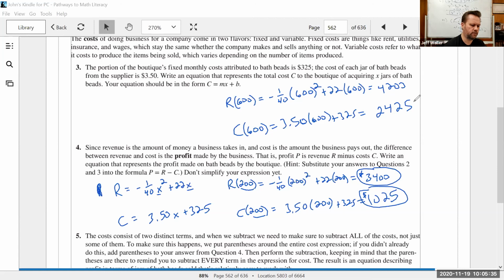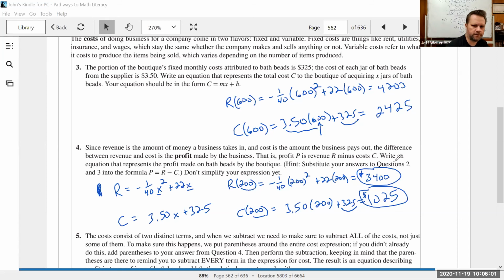You sure? Yeah, it looks about right. 200 is 1,025, so 600 would be 3,075, right? No, no, no. Because this 325 is not affected by the number of jars. It's not moving. That's why it doesn't completely triple. Just a piece of it triples. So be careful about that.